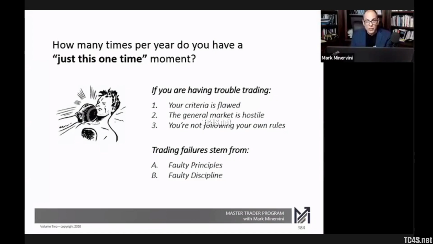And if I have good criteria, then I know the market's not good if I'm having trouble. So your trading failures are going to stem from two things, either faulty principles or faulty discipline. You could have a great strategy, but if you're not following it and you don't have discipline, it doesn't matter how good the strategy is, right? And it doesn't matter how good your discipline is if you've got a crappy strategy.